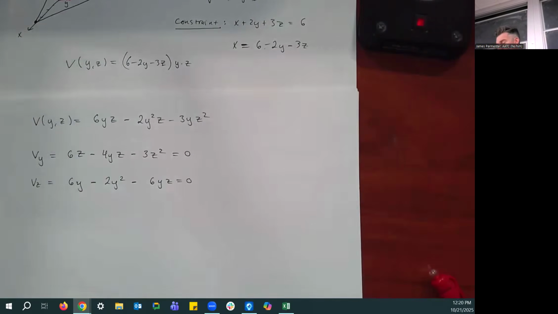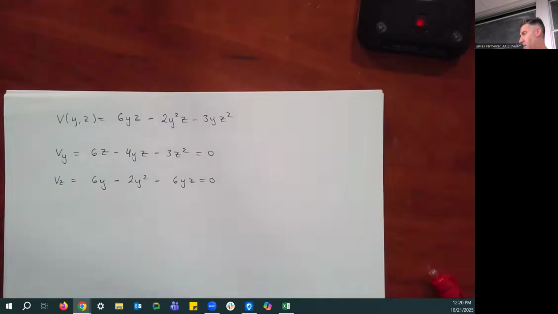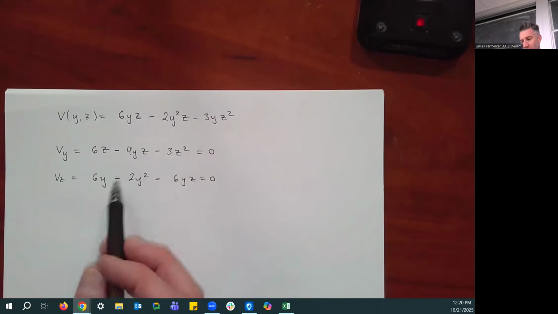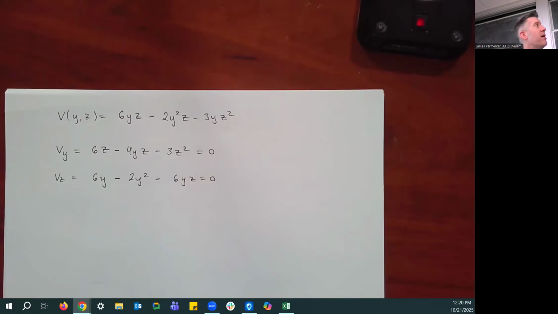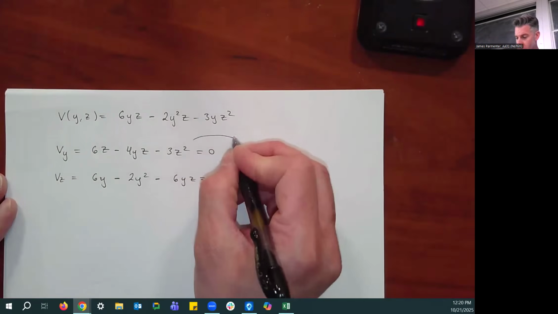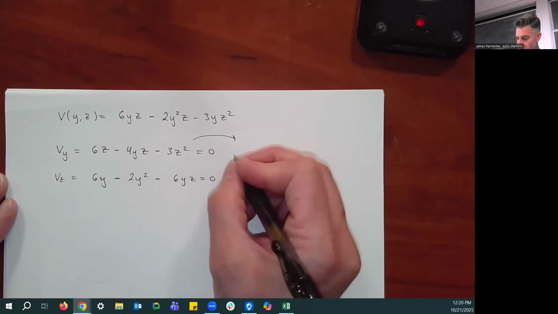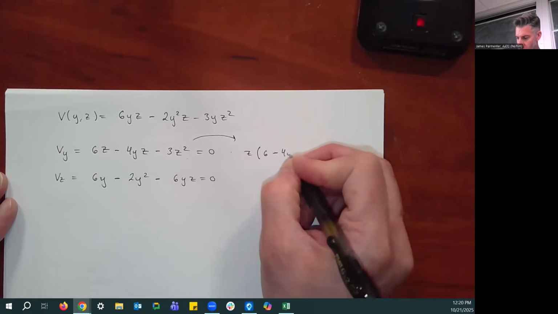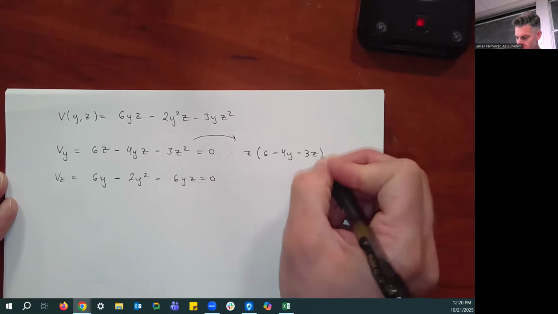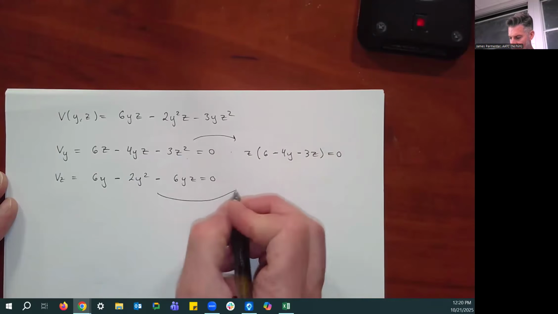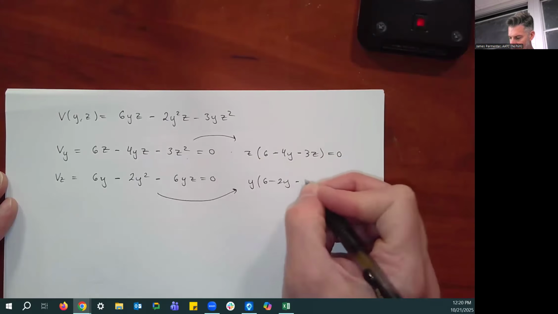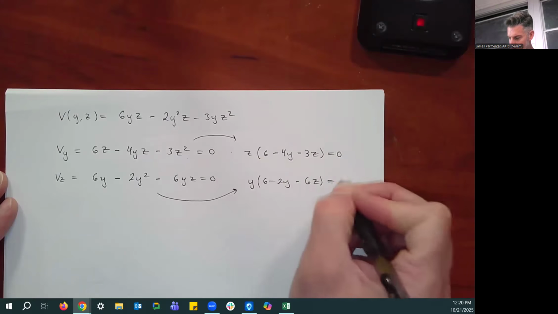Here's the thing we need to do. Both of these look similarly complicated, right? Neither of them looks easier than the other one, but in each of them we can factor something out. In this first one, we can factor out a z from each piece. So we have z times 6 minus 4y minus 3z. And similarly here, we can factor out a y and get y times 6 minus 2y minus 6z equal to 0.